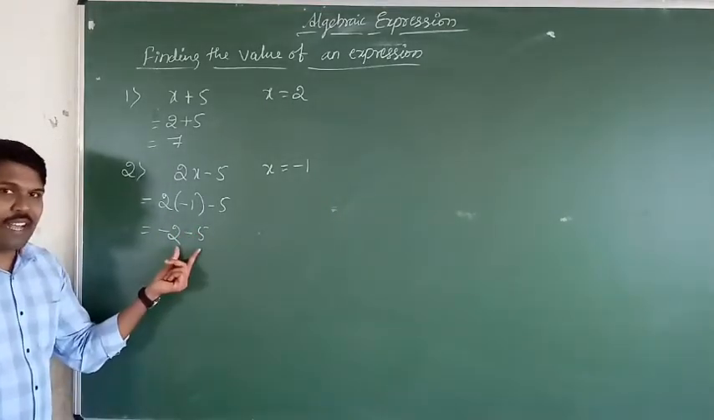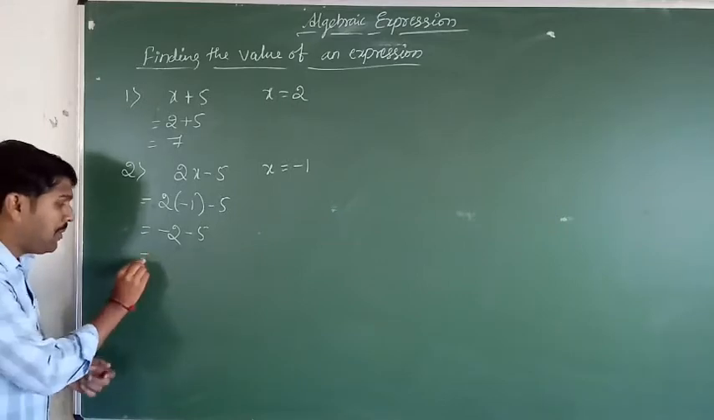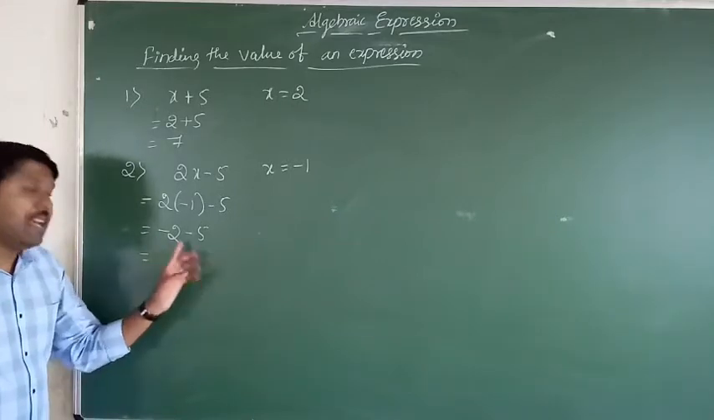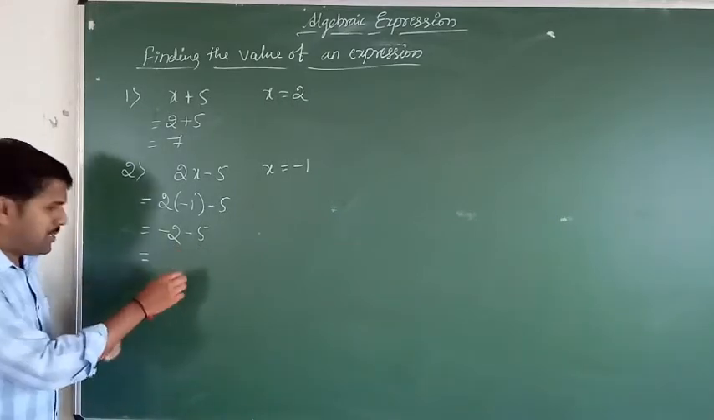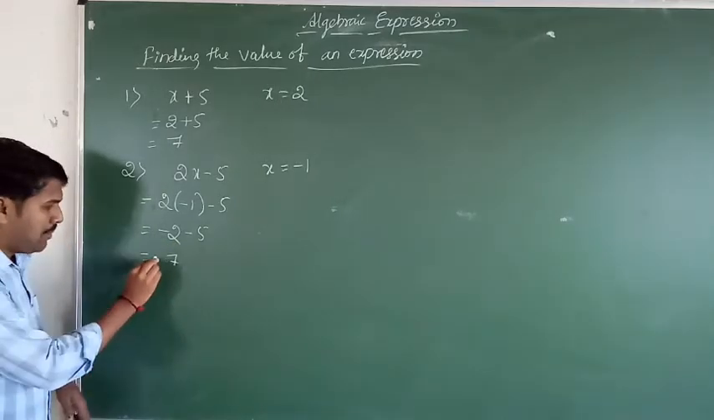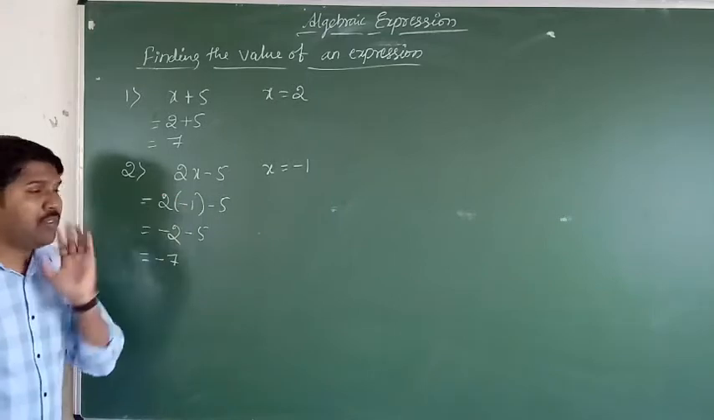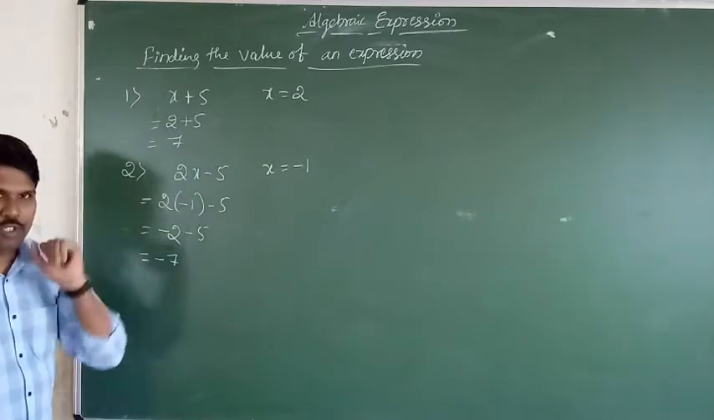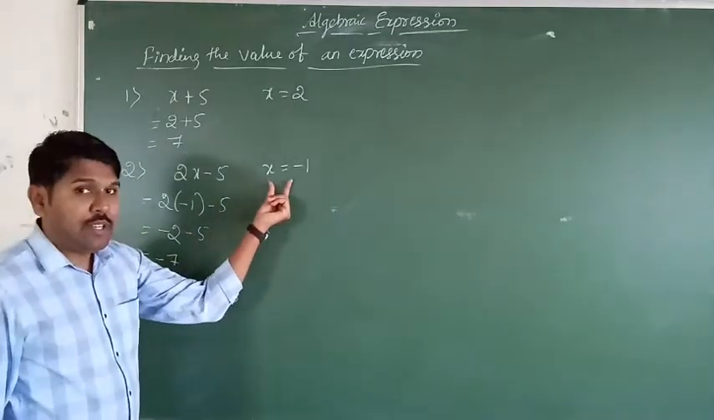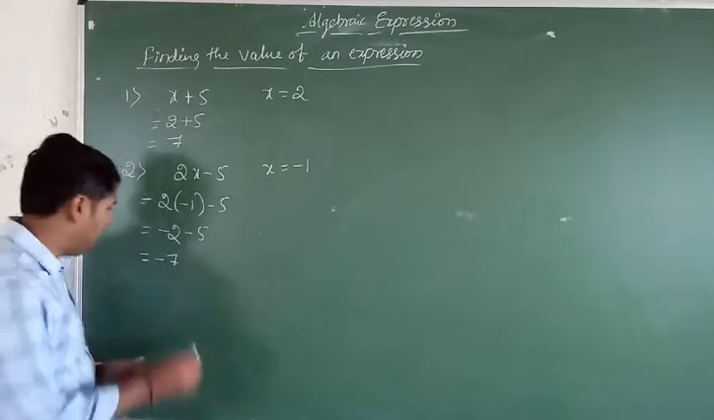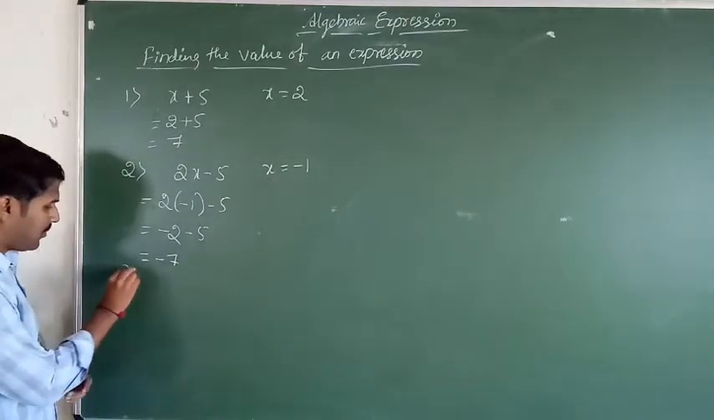So minus 2 and minus 5. Here the numbers have the same sign, so you have to add the numbers and keep the sign as is. 2 plus 5 is 7 and the sign is minus. So the answer is minus 7. So this is the way of finding the value of an expression, where the value of that variable is given. Okay, so take another one.